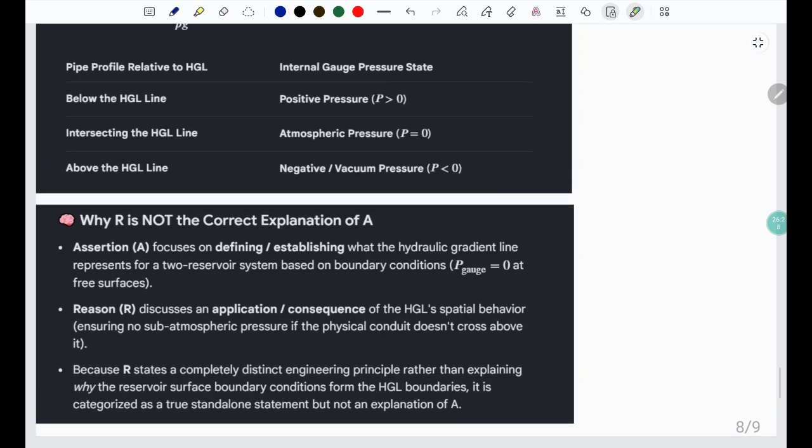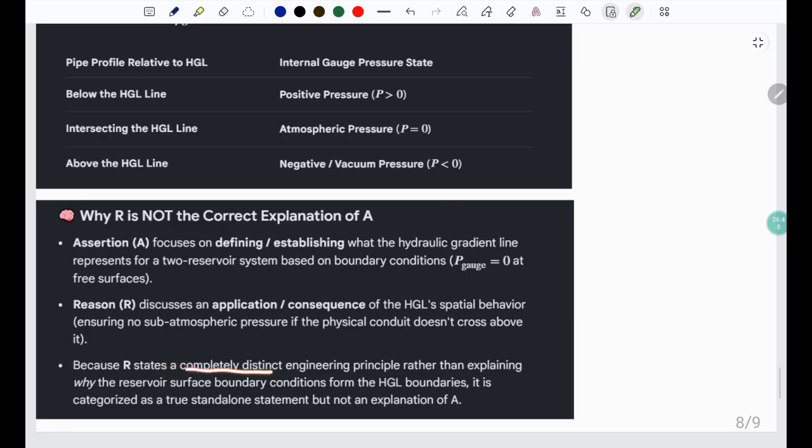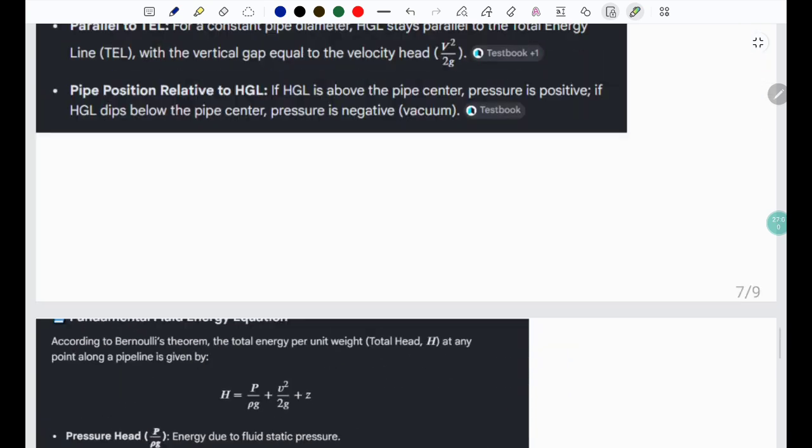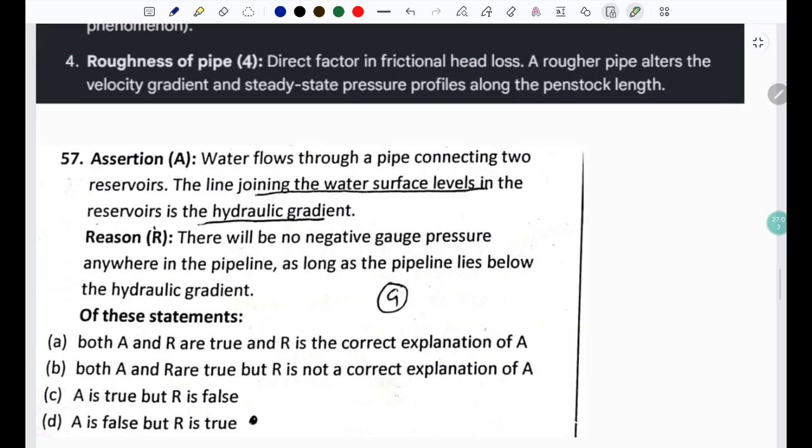And why is the reason not the correct explanation? Because the assertion focuses on defining the hydraulic gradient line for a two reservoir system based on the boundary condition, whereas the reason is discussing an application or the consequence of the hydraulic gradient line's spatial behavior. Because the reason states a completely distinct engineering principle rather than explaining why the reservoir surface boundary conditions form the HGL boundaries, it is categorized as a true statement but not the correct explanation. So clearly, this is an application of the hydraulic gradient line.